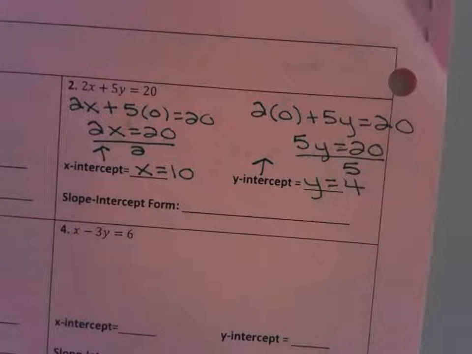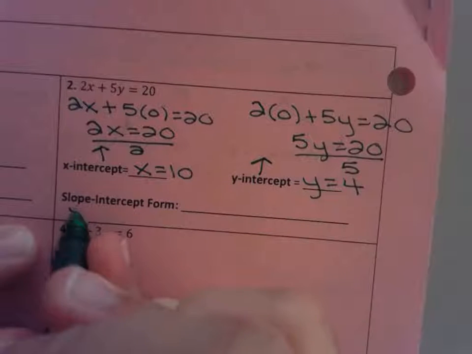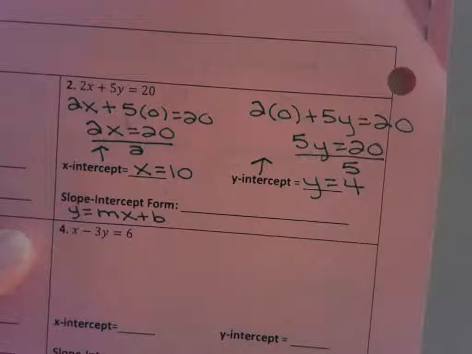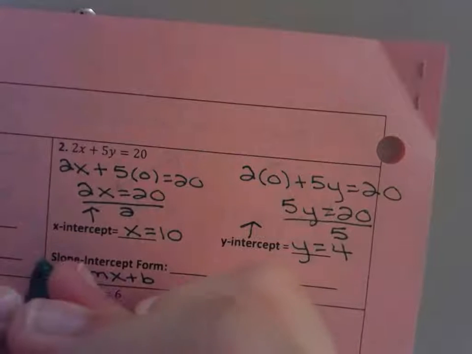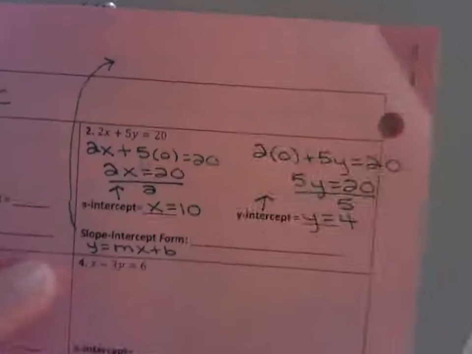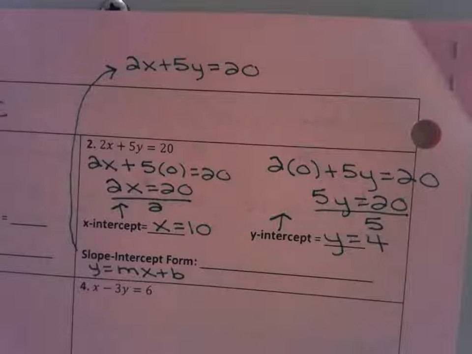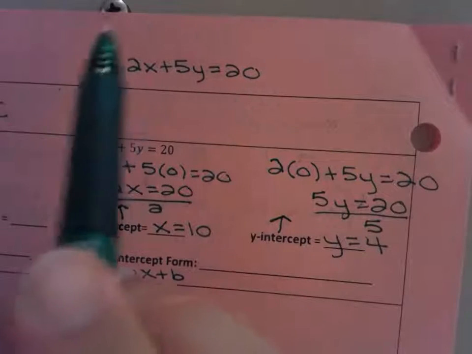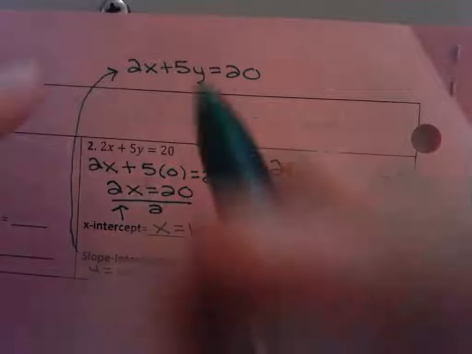Now, the slope-intercept form, remember, that's y equals mx plus b, so I need to take my equation and solve it for y. I'm going to take that equation, 2x plus 5y equals 20, and get y alone. So I'm going to take standard form and get y alone, so it's in slope-intercept form. What do I do first to get y alone? Subtract the 2x.